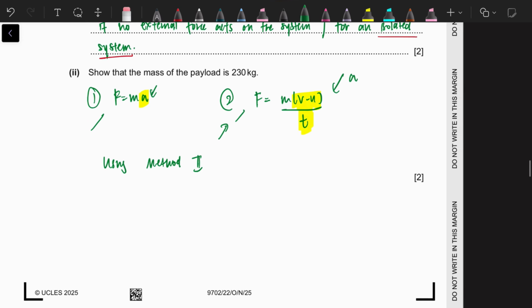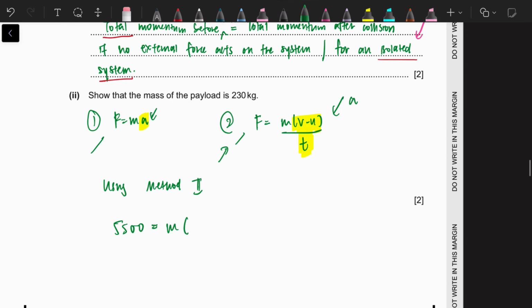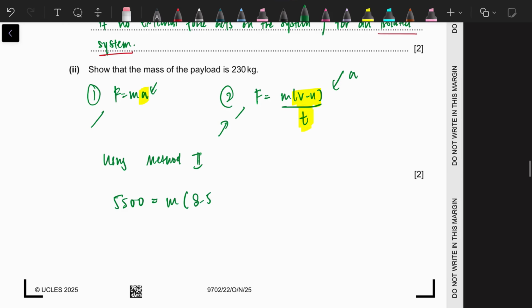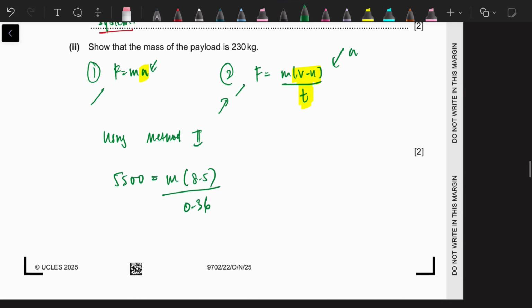So F you know is 5,500. Your m is what you're going to find. Your change in velocity, they say increases by 8.5, that means it's 8.5. Let me write it here. 8.5 over time interval 0.36. Take out your calculator, calculate your mass. You're supposed to get 5,500 times 0.36 divided by 8.5, 232.94 kg. Round it up to 2 significant figures is 230 kg.